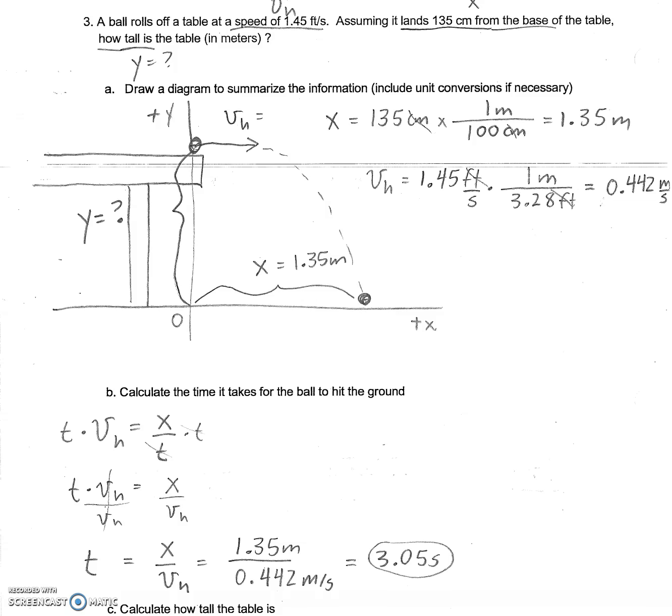So this time, to calculate time, we're going to have to use our equation: time equals our horizontal distance divided by our horizontal velocity. We can't use the other equation because we don't know what the vertical distance is. So we'll plug in 1.35 meters for our horizontal distance, or x. We'll plug in 0.442 meters per second for our velocity, and we're going to get 3.05 seconds.